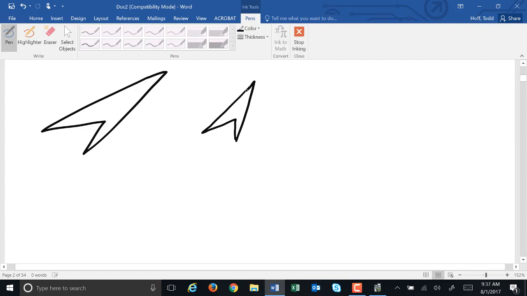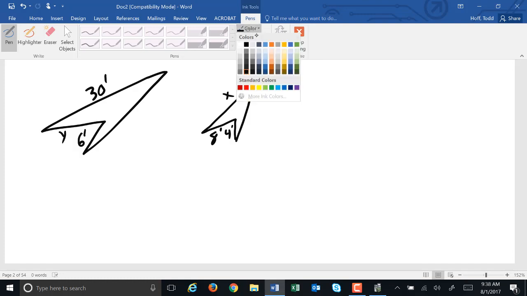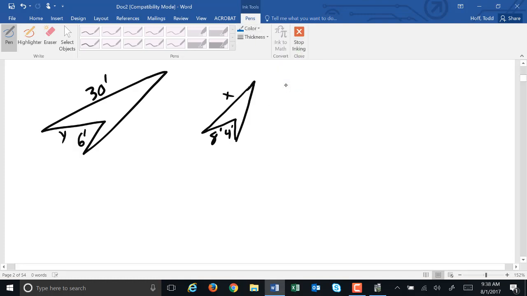So if I have two shapes where one is an enlargement of the other, and let's say I know those two lengths, the 4 feet and the 8 feet on those two sides, and I want to find sides X and Y here. How do I go about doing that?